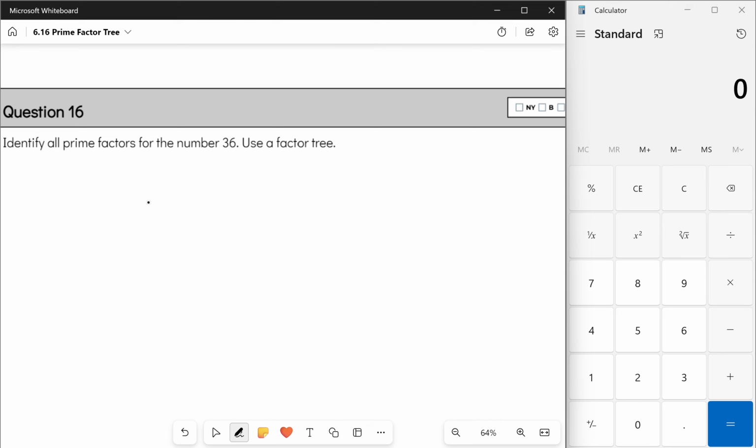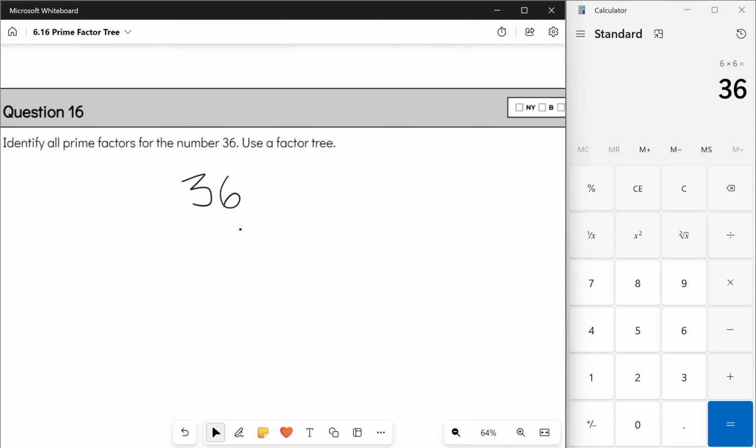Use a factor tree. So to do this, we are going to have 36 at the top, and then we have to think of two numbers that multiply together to make the number 36. There is more than one option for this. We could do, for instance, 6 times 6, and it's always handy to have our calculator beside us so we can test these theories. 6 times 6 is 36. So I could do 6 and 6, because when multiplied together they equal 36.